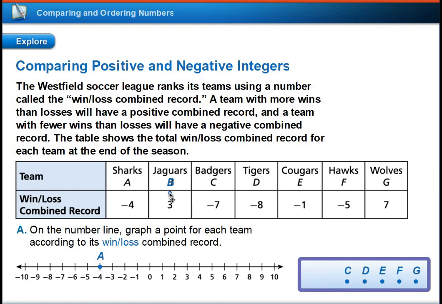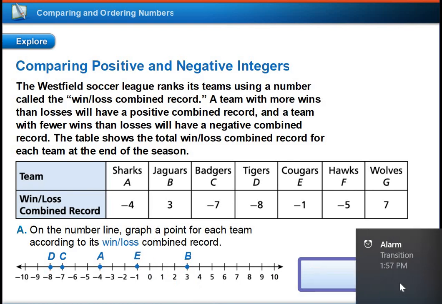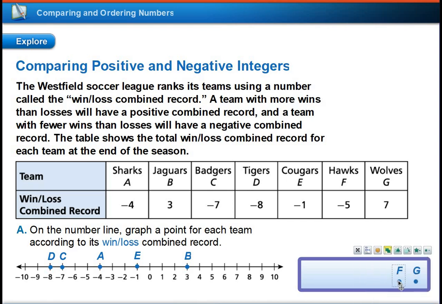The Jaguars, team B, was 3. The Badgers, -7. The Tigers, -8. The Cougars, -1. The Hawks were at a -5. And then the Wolves were at a +7.